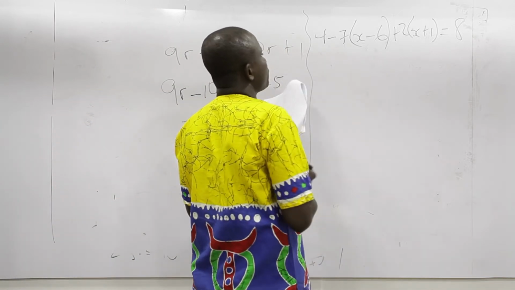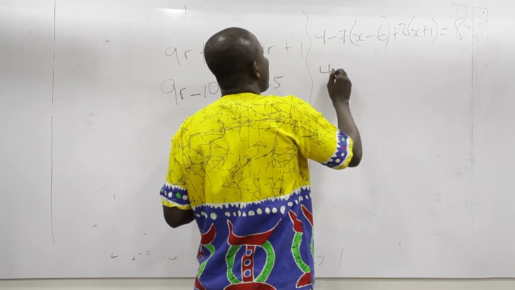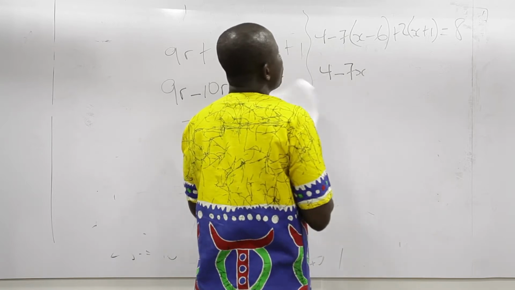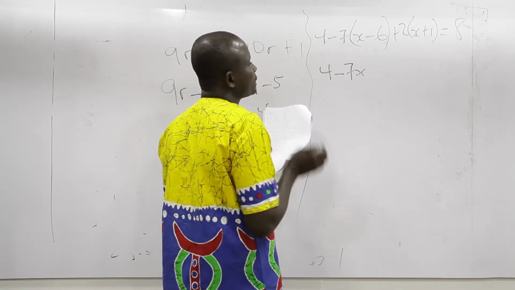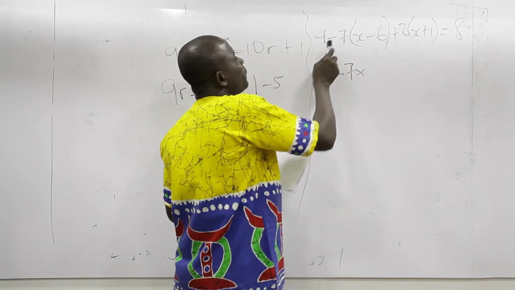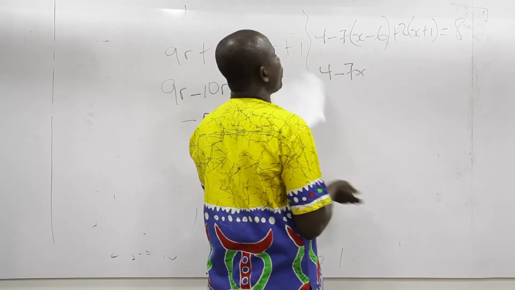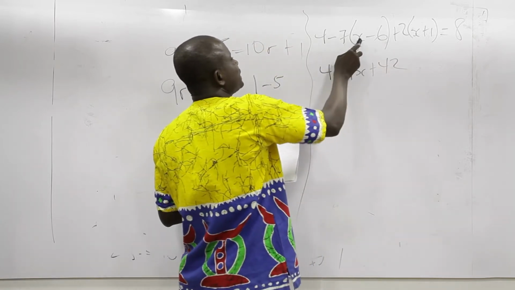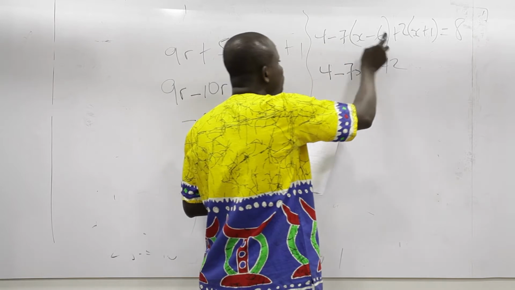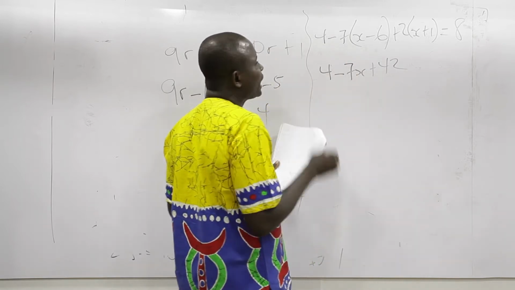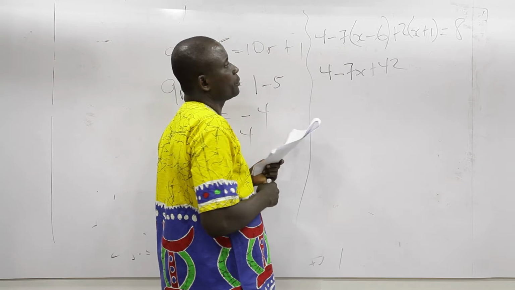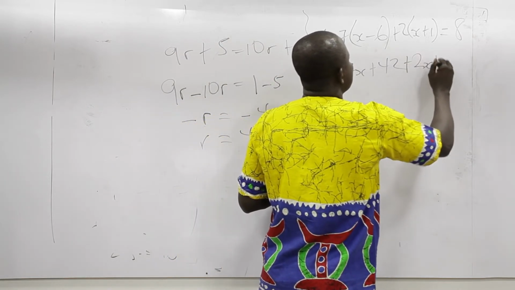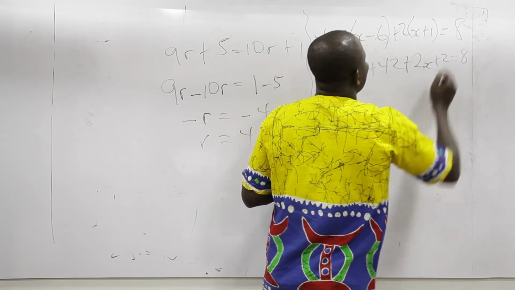So I'm going to expand. So here's what? 4 minus 7x. If you multiply negative 7 by x, you get minus 7x. Now, if you multiply negative 7 by negative 6, you are going to get positive 42. So plus 42, I'm repeating. This is negative 7x, this time positive 42. Negative and negative gives you positive, okay? Then here, what is it? We have 2x plus 2 is equal to 8.